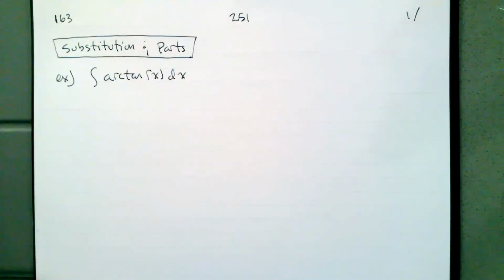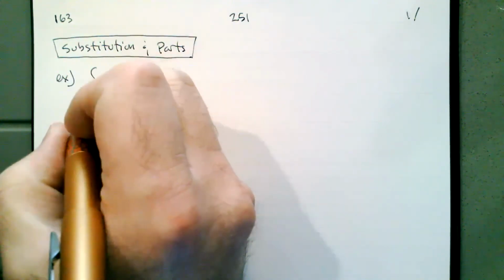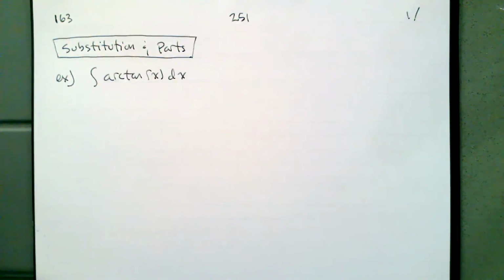So a great example of this is the integral of arctangent. The 0th step is to make sure that we don't have a substitution. And there's just not much to substitute here because there's arctangent and then that's it. If there was an x squared, then we could substitute that, or if the derivative of arctangent was somewhere around here, but there isn't. So we switch to parts.